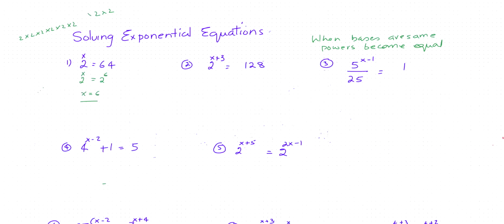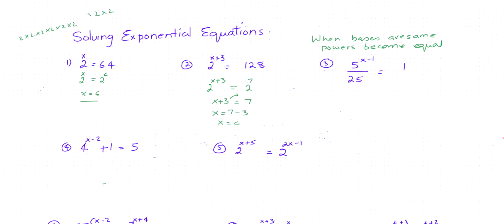So 2 to the power x plus 3 equals 128. For 128 we can write 2 to the power 7. Okay. You can check 64 times 2 is 128. So now we have the same base 2 and the powers become equal. So here the power is x plus 3 equals 7. So x equals, take 3 on the other side. So positive 3 becomes negative 3. So 7 minus 3. So x equals 4.